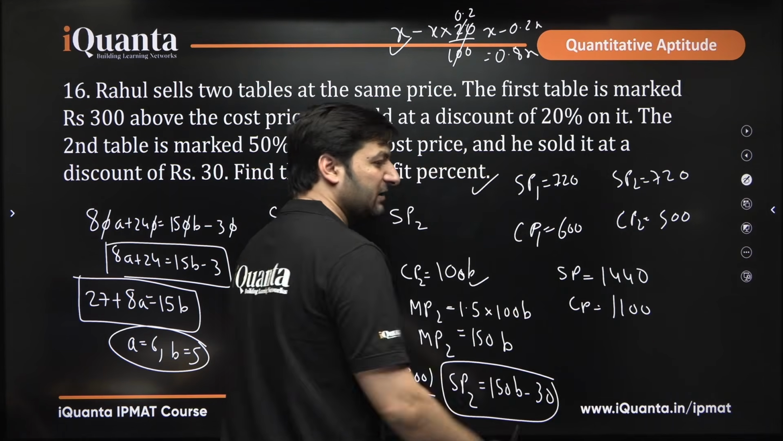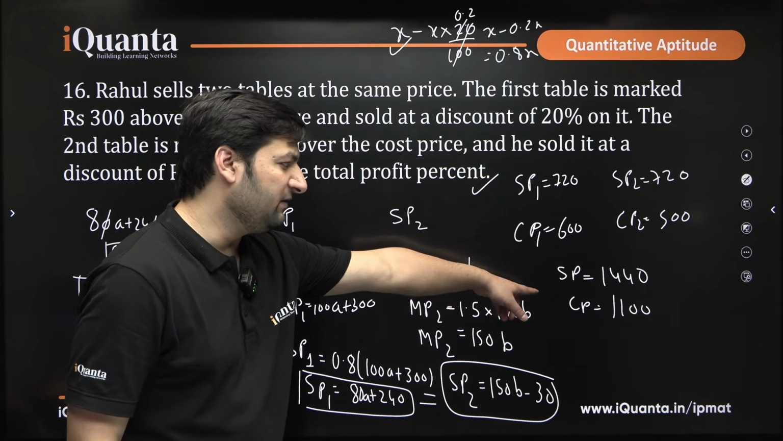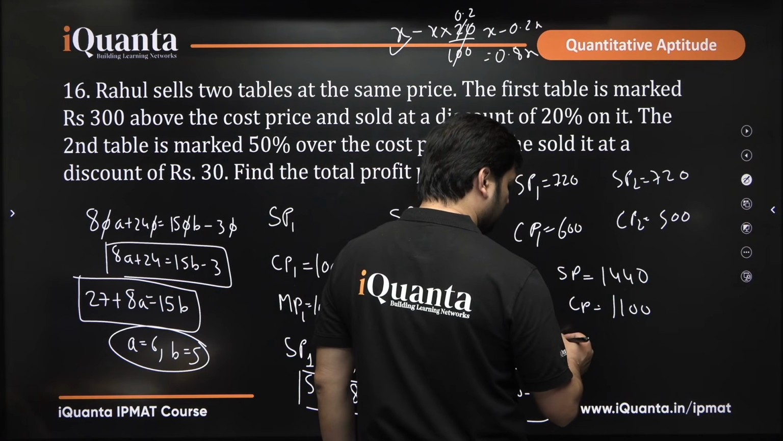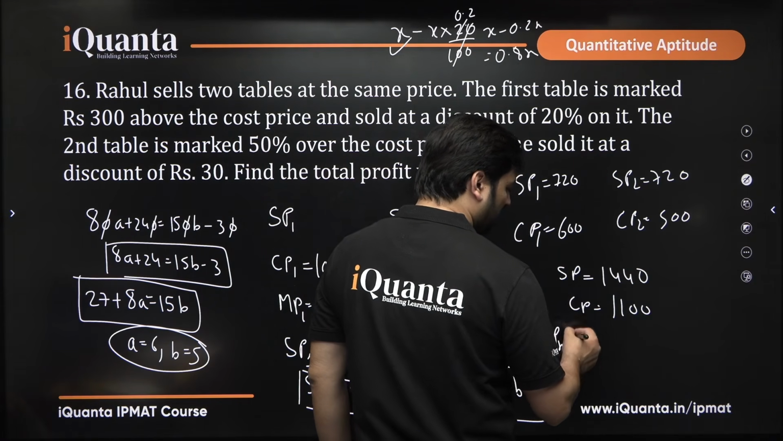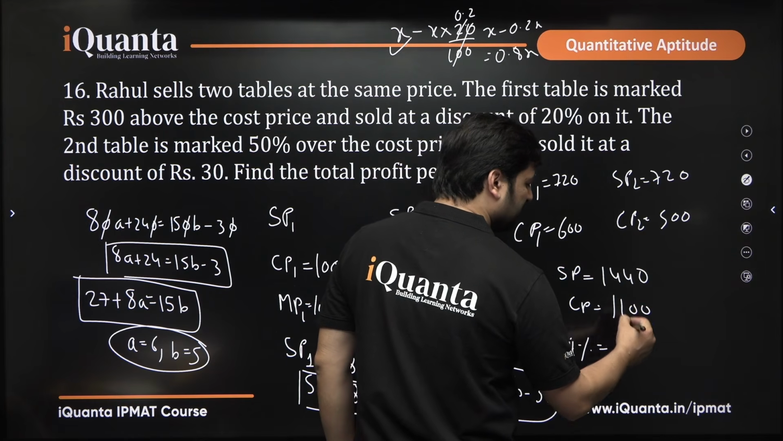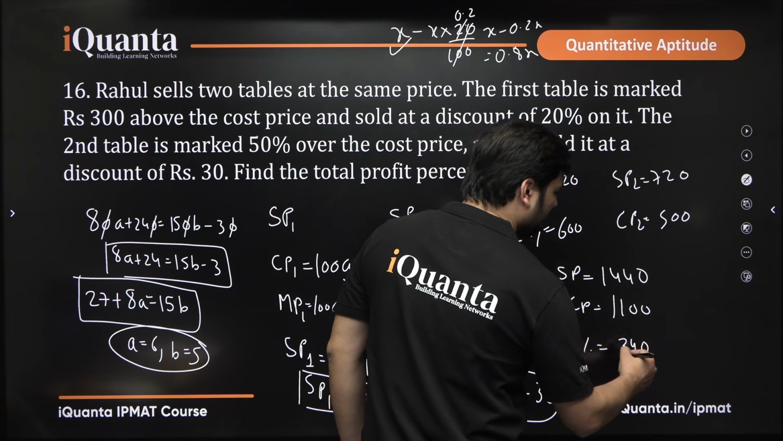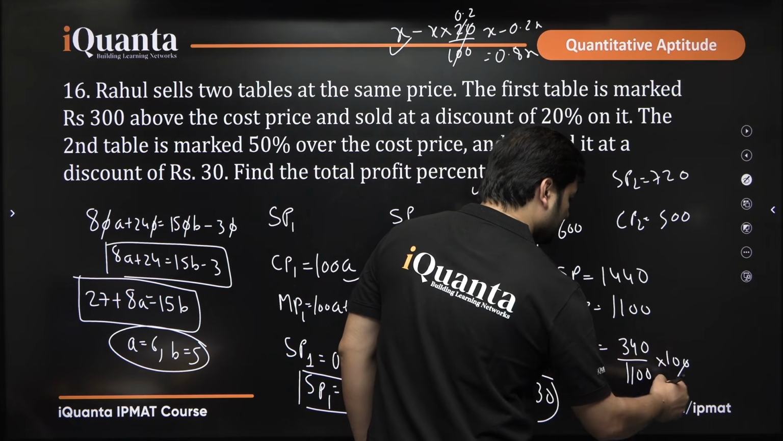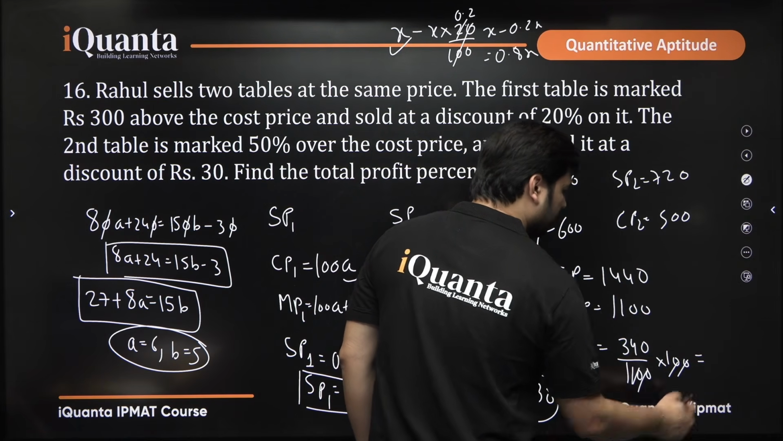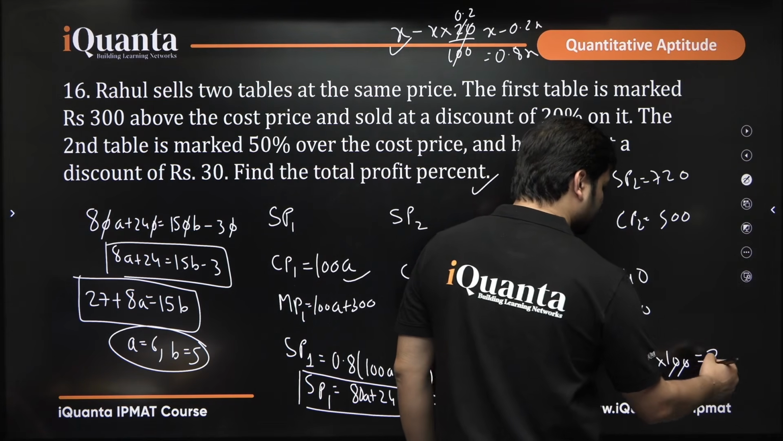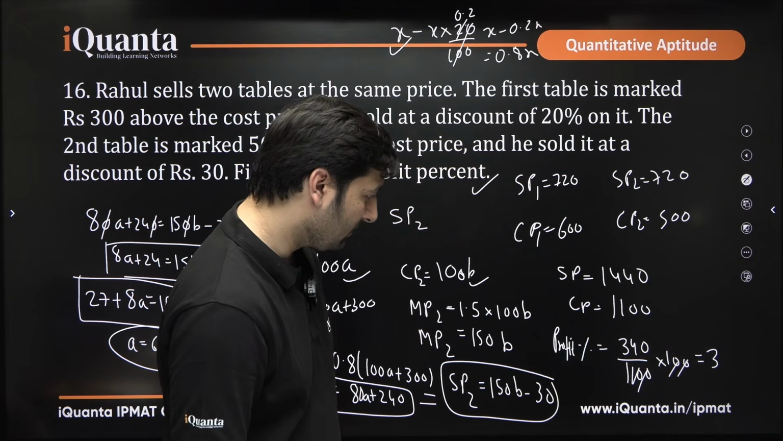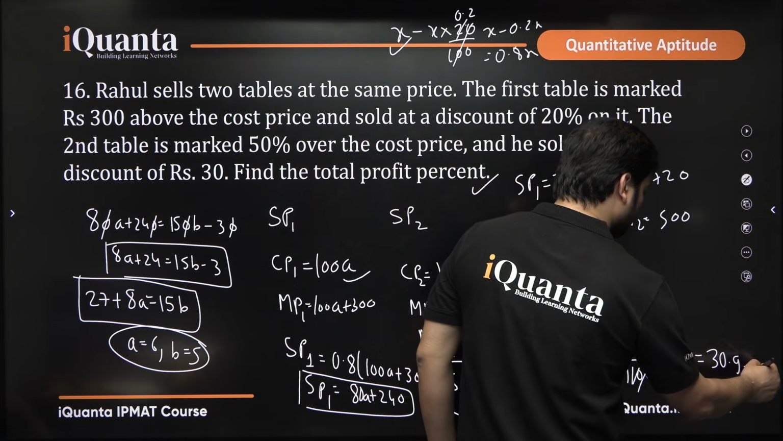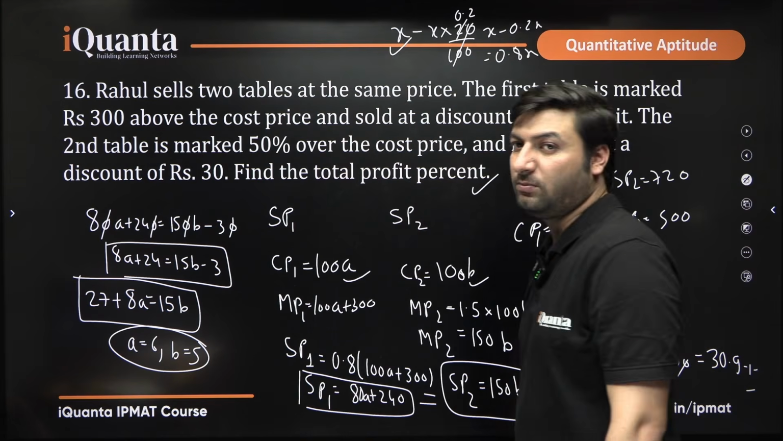I can easily find out the profit percent. Obviously, we have a profit here because SP is more than CP. So profit percent is SP minus CP, that means 340, upon CP, into 100. So the zeros cancel and we get 340 by 11, which is approximately 30.9. That's your total profit percentage.